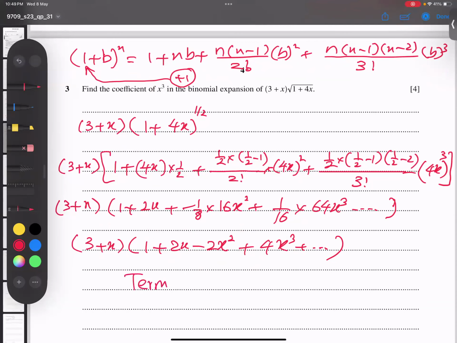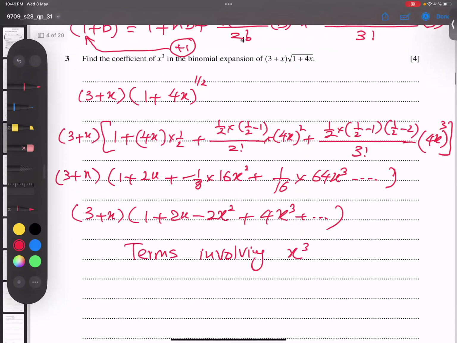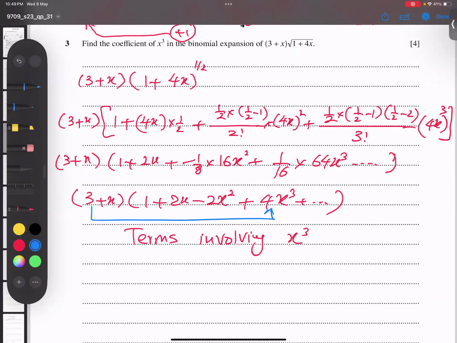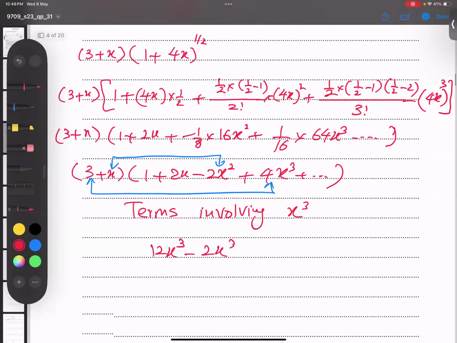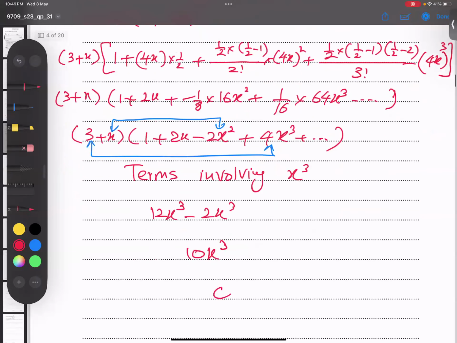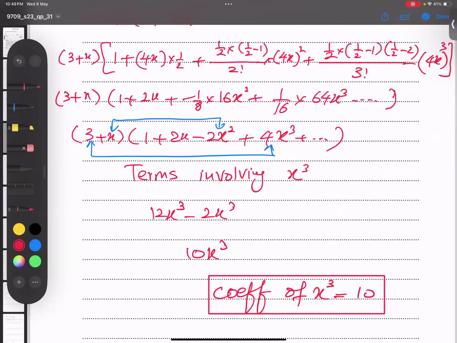Terms involving x to power 3. Naturally, this 3 multiplied with this will get x cube. This x multiplied with this x square will get x cube. 3 4s are 12. I got 12x to power 3. And this into this, I got negative 2x to power 3. And if I subtract, I got 10x to power 3. And the coefficient I'm looking for, coefficient means leave x cube. Okay, and the answer is coming 10. And I believe the point is very, very clear. And let's go for the next question.